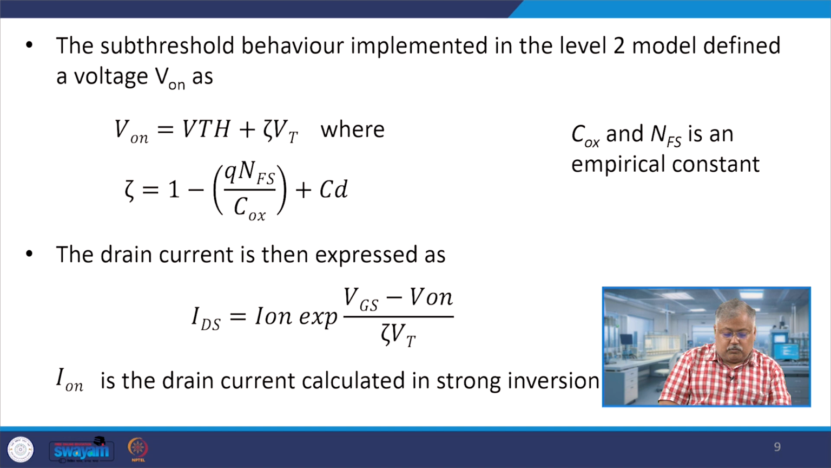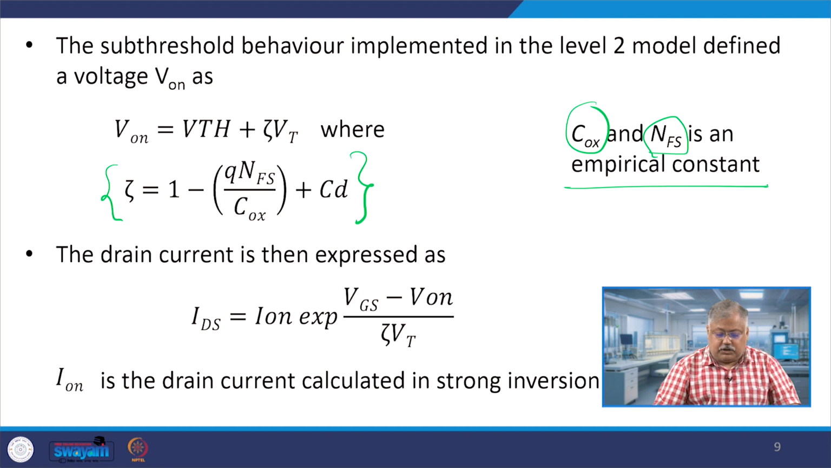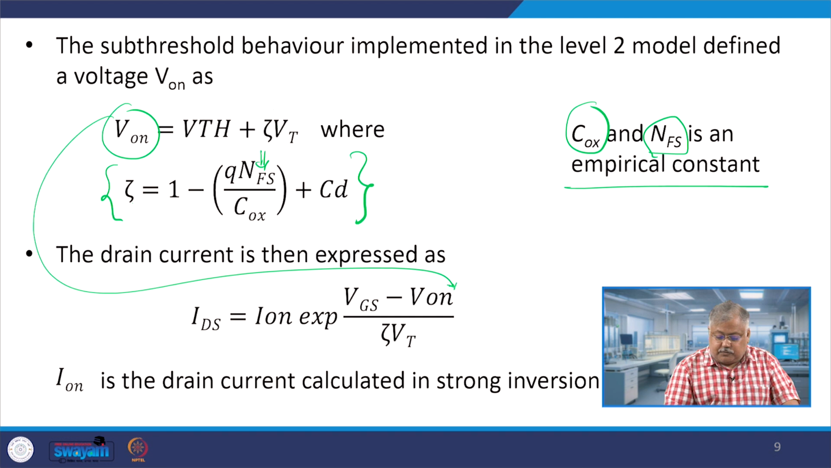Subthreshold model is implemented in level 2 model, and it is defined as V on, and it is given as VTH plus gamma times VT, where VTH is already the threshold voltage of the device, and gamma is given by this factor which you see in front of you, right, and this Cox is the oxide capacitance. However, NFS is basically an empirical constant. You fit the value of empirical constant such that you get a particular gamma, for you get a particular value of V on. Once you get this particular value of V on, you feed it into this expression and get the value of drain to source current, right.